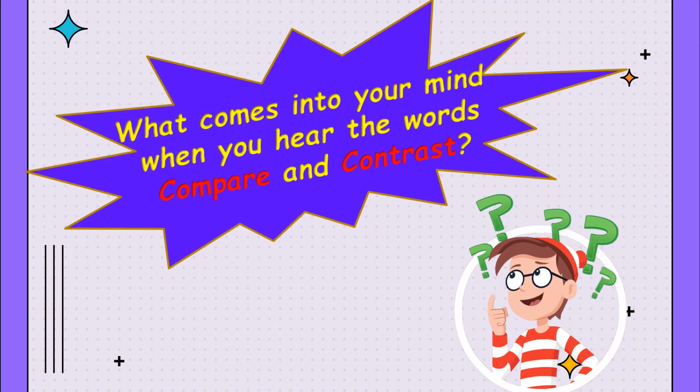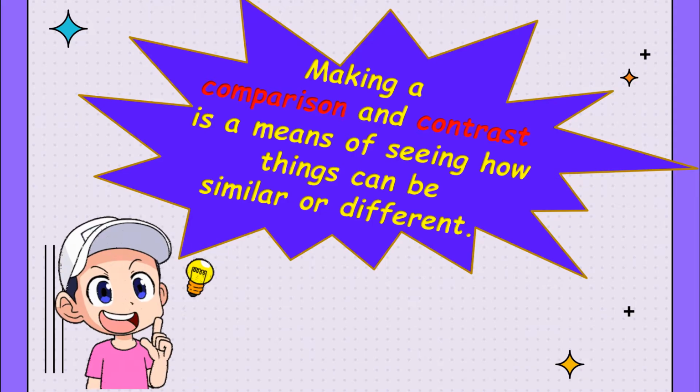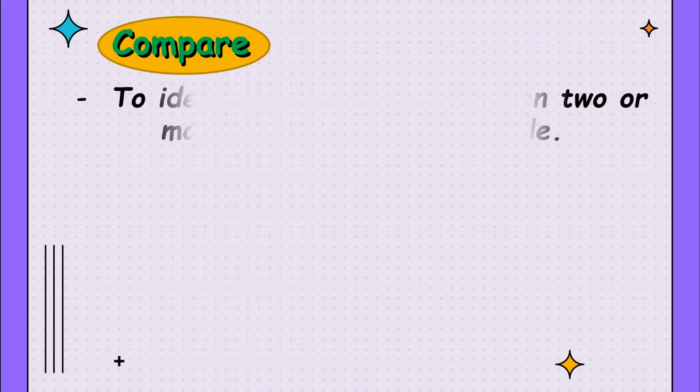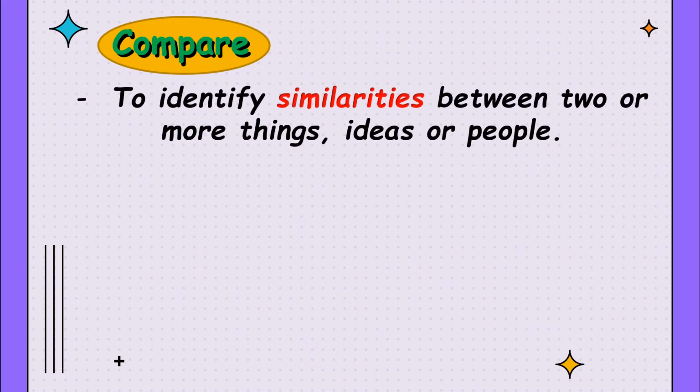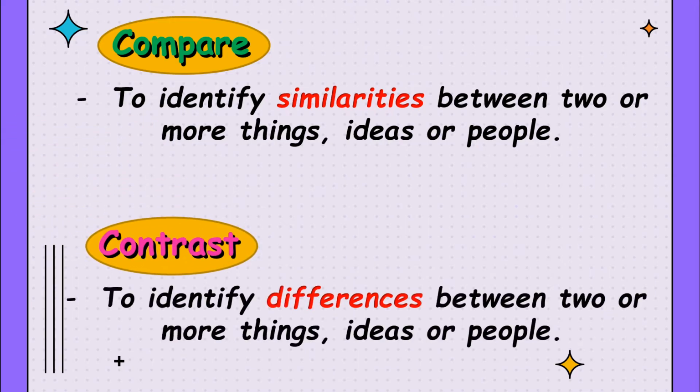What comes into your mind when you hear the words compare and contrast? Making a comparison and contrast is a means of seeing how things can be similar or different. Compare: to identify similarities between two or more things, ideas, or people. Contrast: to identify differences between two or more things, ideas, or people.